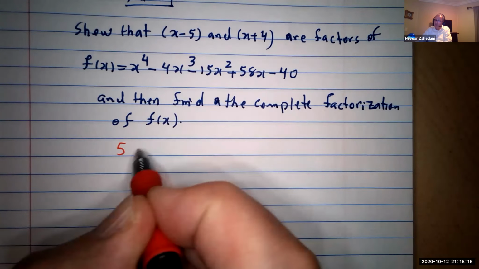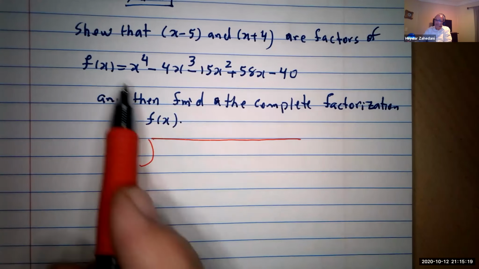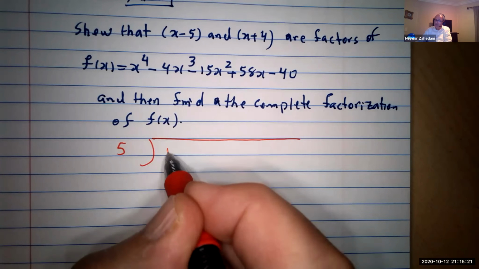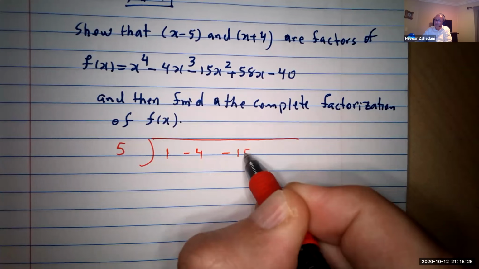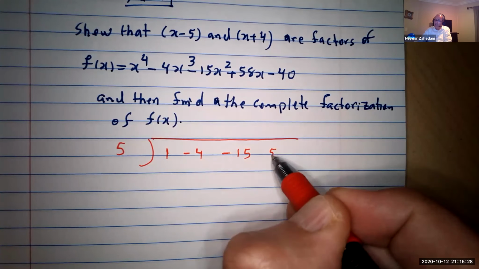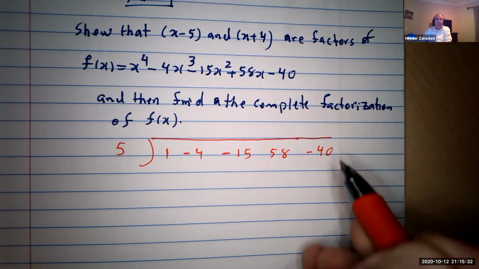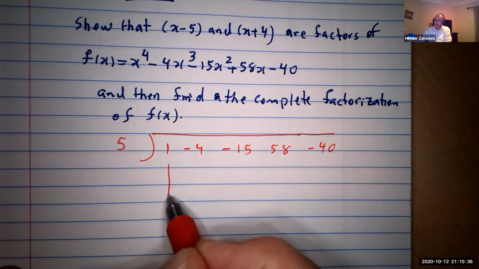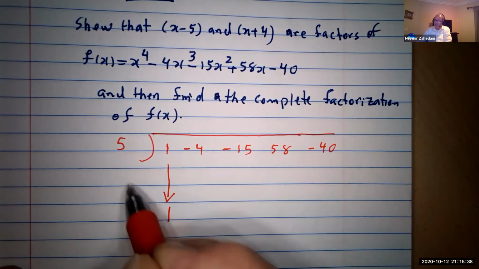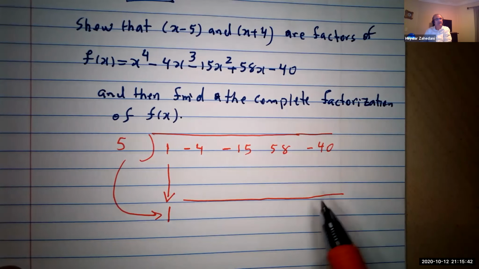5 into the coefficients 1, -4, -15, 58, and -40. These are your coefficients. Bring the 1 down. Start multiplying. Get the numbers.